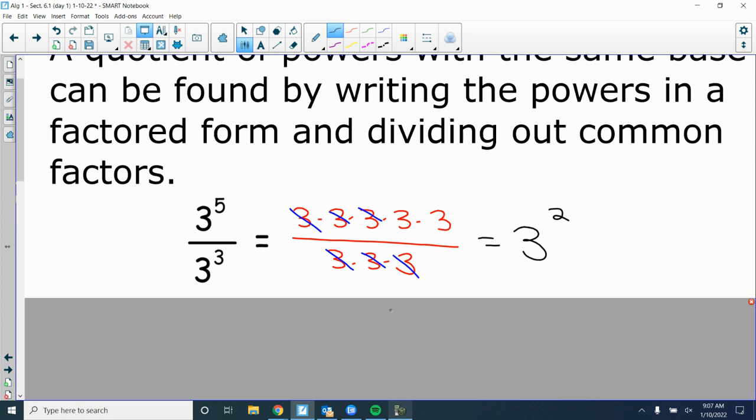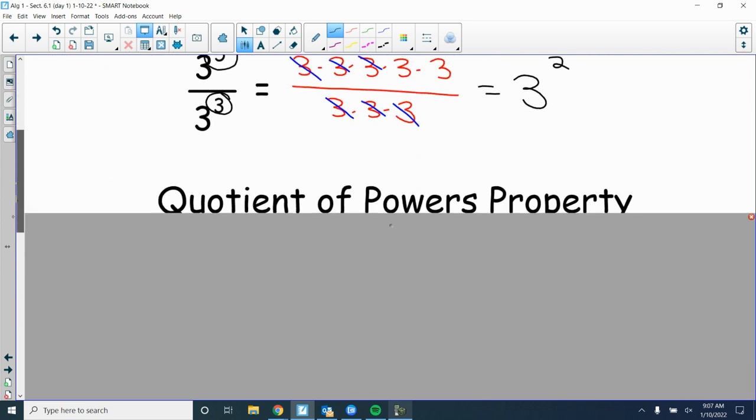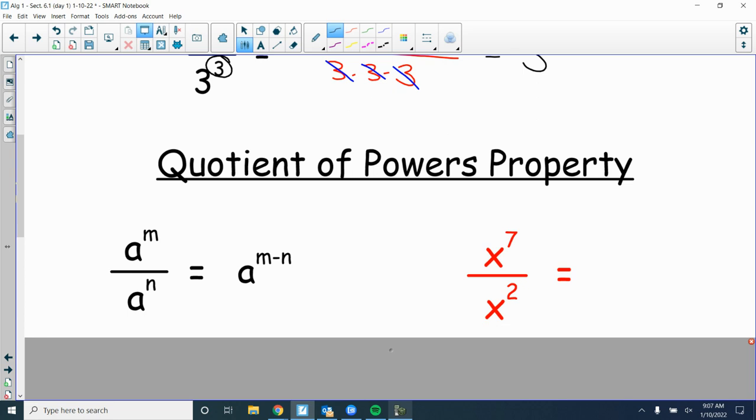What do you think the shortcut is? If I got 3 to the 5th over 3 cubed, what can I do to get 3 squared? What can I do with these exponents? Subtract them. That's our rule. So here's our rule. A to the m over a to the n becomes a to the m minus n. Subtract them. Okay, what did we do when we multiplied? We added them, which was right above. For this one here, we subtract.